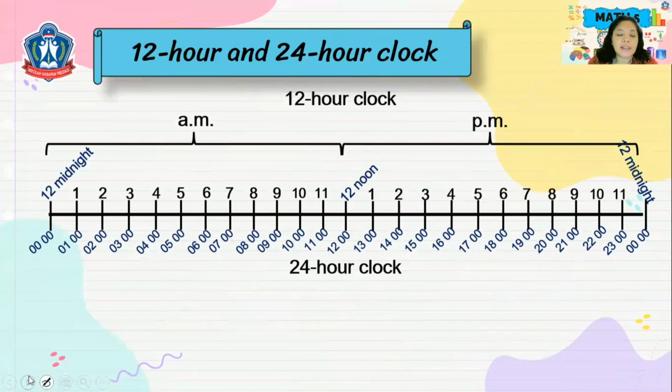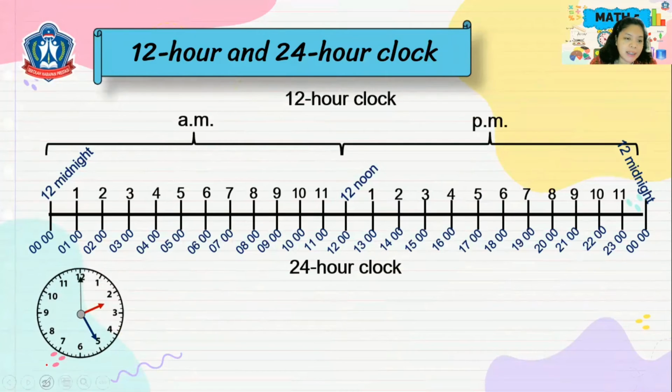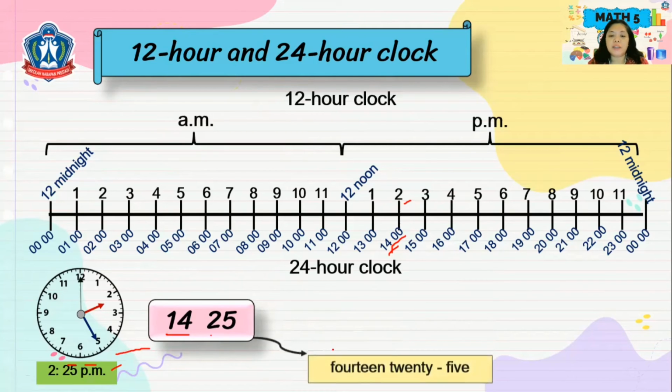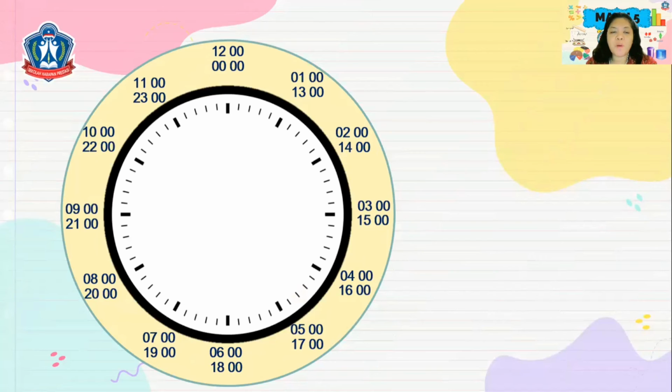Okay, take a look again. Look at our clock here. What time is this? This is 2:25 p.m., as you observe. This clock is a 12-hour clock because we have p.m. If we change this into a 24-hour clock, where is 2 p.m.? 2 p.m. is 14 hour or 14 o'clock. So we will use 14. But since we have 25 minutes, we use 25. So 2:25 p.m. changed to 24-hour clock is 14:25. So this is how to read 14:25. I have here a clock showing the 24-hour clock.